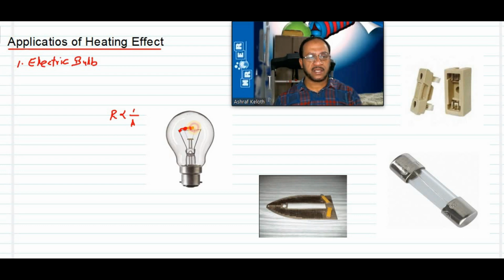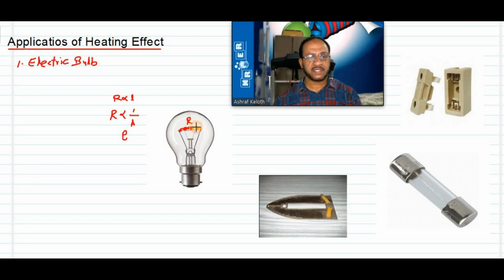Many turns are there, like this, a coil. Because of that, the length will be very large. And also we know that resistance is directly proportional to length. If length is more, there will be more resistance. And the material is tungsten, and tungsten has high resistivity also. Because of all these reasons, more length of tungsten wire, very thin area of cross section and high resistivity, the total resistance of this filament is very high.